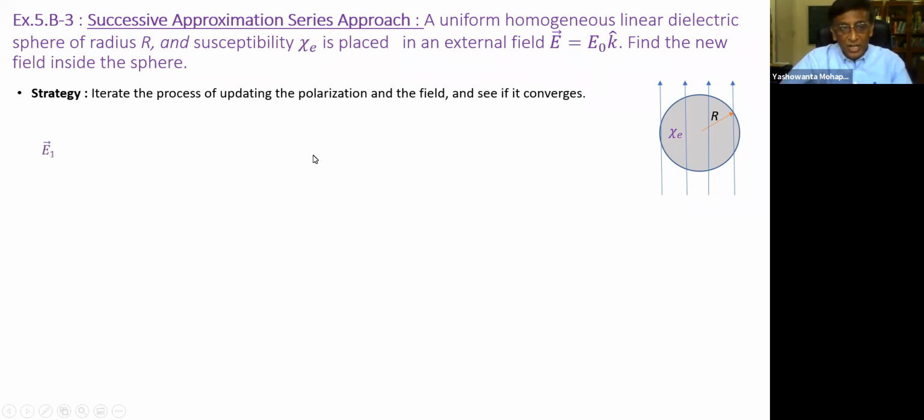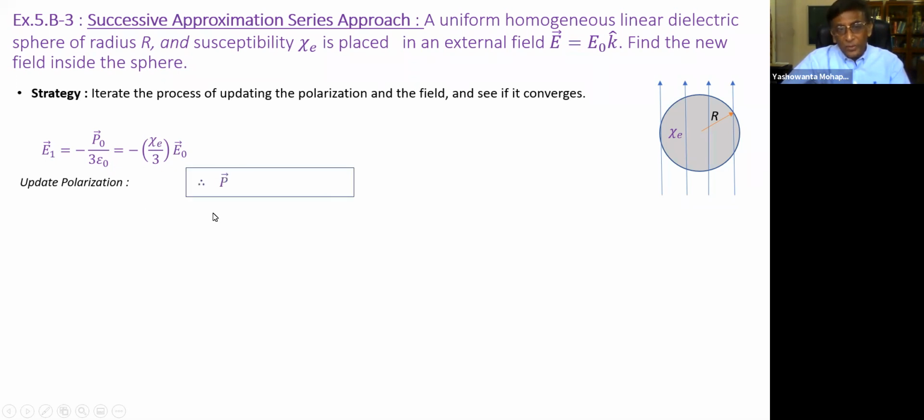That is the strategy. So let's see. E1, there's the first step. We know that this inside field I am worrying about is minus P naught by 3 epsilon naught, and that is nothing but minus chi by 3 E naught. Let me just put that in. Now, according to the new E1 I have obtained, from E naught I have obtained E1, because of the first level of polarization. Now I update the polarization by replacing E1.